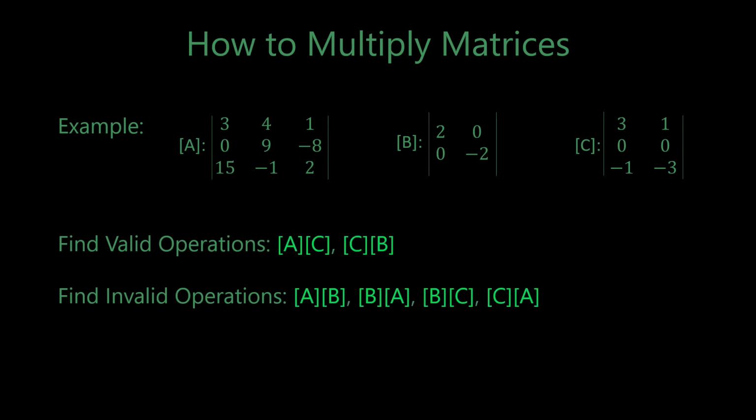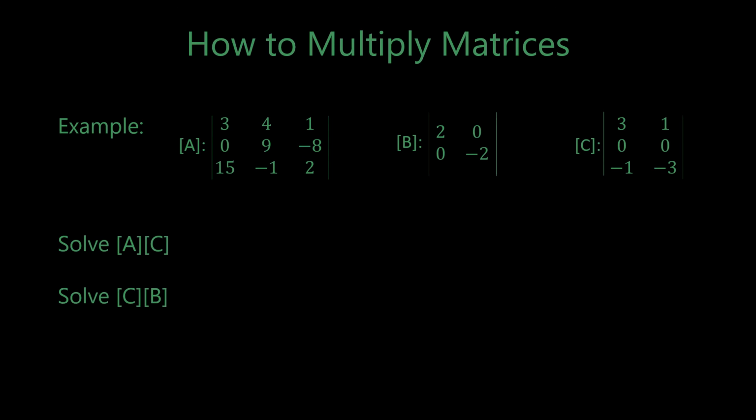Hopefully you had enough time, and we found that the valid operations are A times C and C times B, and the invalid operations are A times B, B times A, B times C, and C times A. Now we're going to solve A times C and C times B. So take a few seconds and see if you can work out A times C.